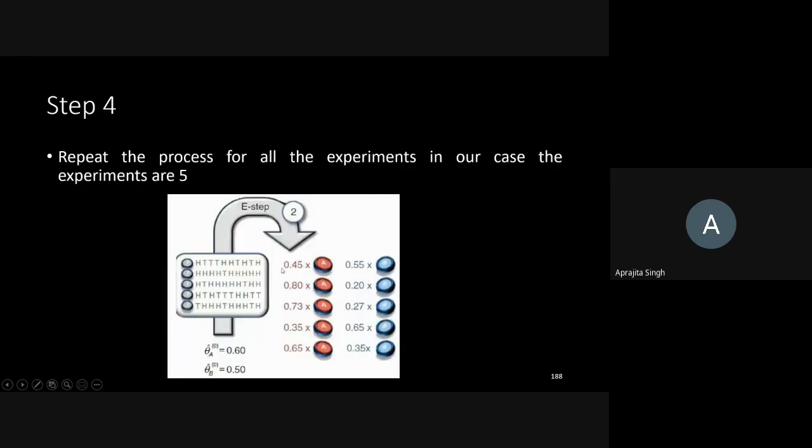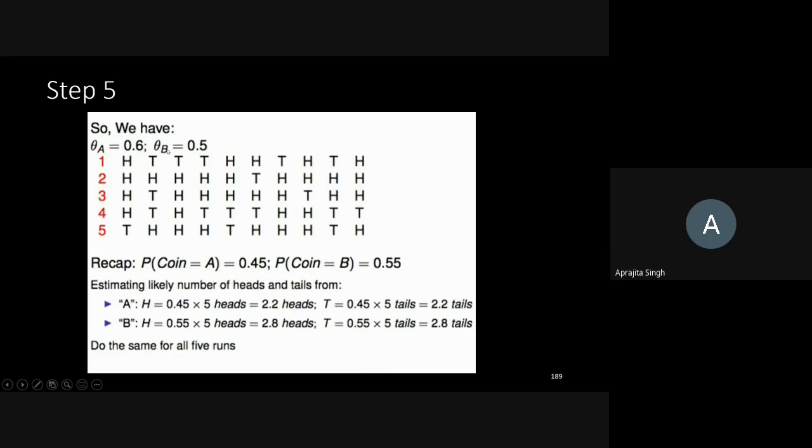Now, repeat the process for all the experiments. This is to be done for all the experiments. There are 5 experiments, and you have to do it this way for all five. Same thing. Then all of them you take. Now how did we get these values, 0.22, 2.2 and so on? Where did we get them from?